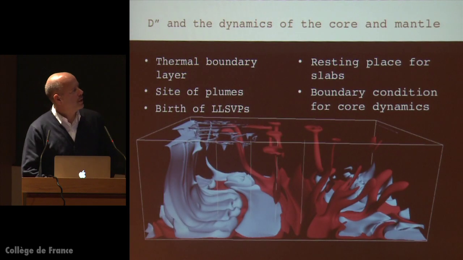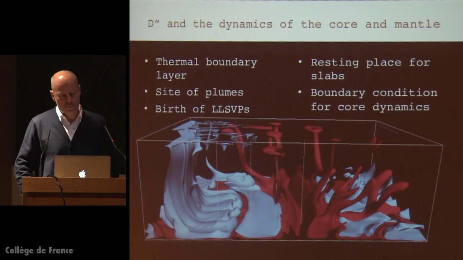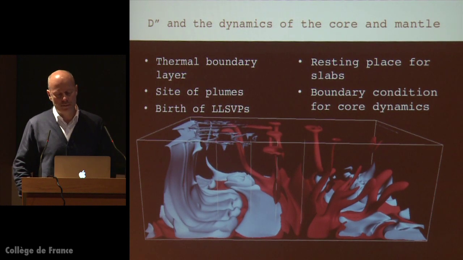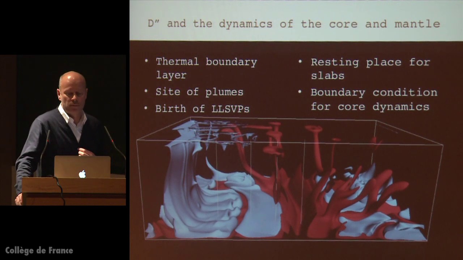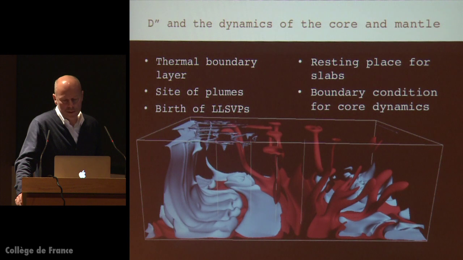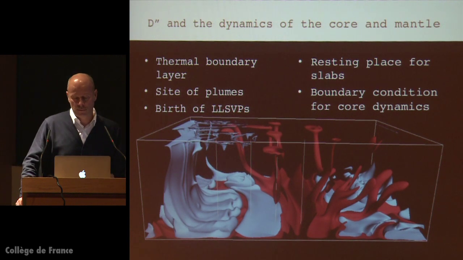Okay, so we've heard a little bit about the lower mantle already, and the point I'd like to make is really that D double prime is playing a really fundamental role in the dynamics of the mantle and the core. It's a thermal boundary layer, so it's the lower mantle analog of the lithosphere. It's the site where plumes are most probably formed, and it's also the potential resting place for slabs.